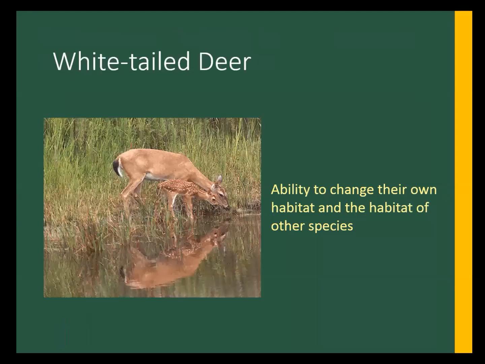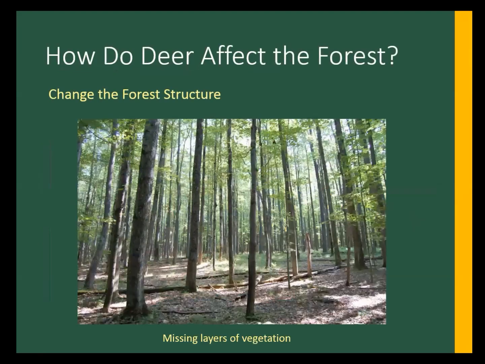So then white-tailed deer not only have the ability to affect the forests and the forest vegetation, but in doing so, the ability to change not only the habitat for themselves, but also the habitat for other species. And they do that in two ways, by changing the forest structure and by changing the species composition.